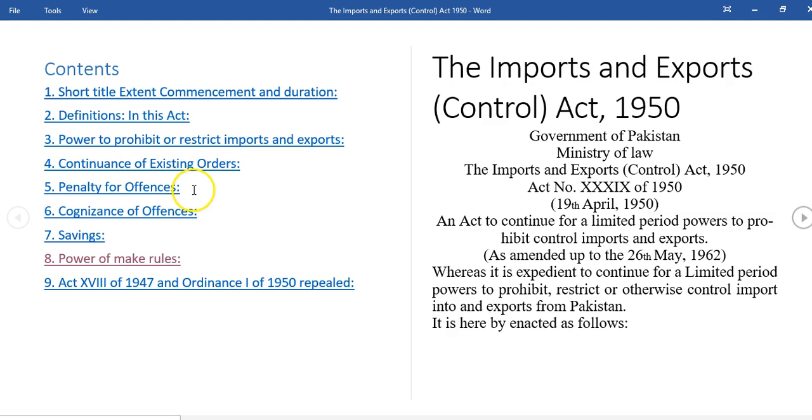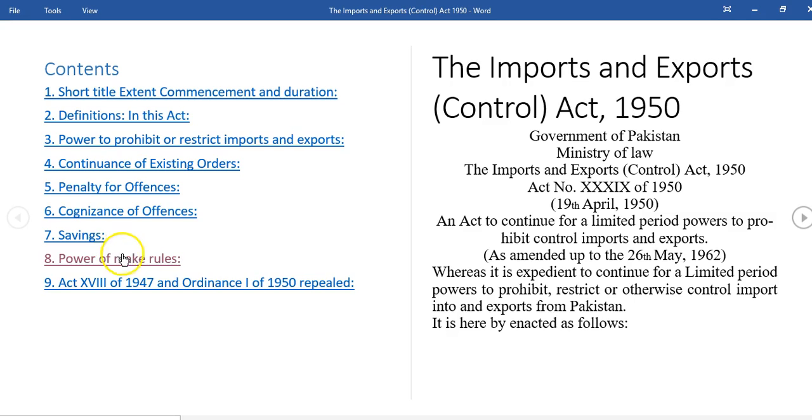In the fourth section we have explanation about the existing orders, ordinances and rules, and how long they will continue or how they will continue. In section 5 we have mention about the penalty or punishments for offenses or violations of this act. In number 6 we have the procedures about how to notify the violations or offenses. So here notification means cognizance, the cognizance of offenses or violations. And in 7 we have the exceptions, which things will not fall under this act.